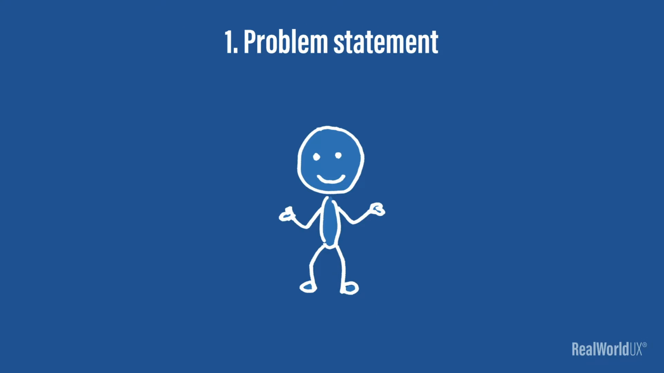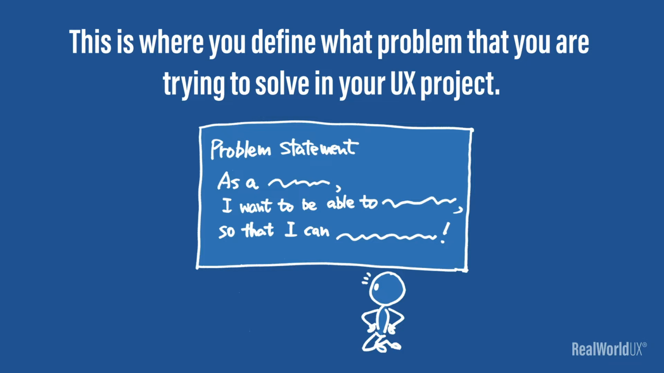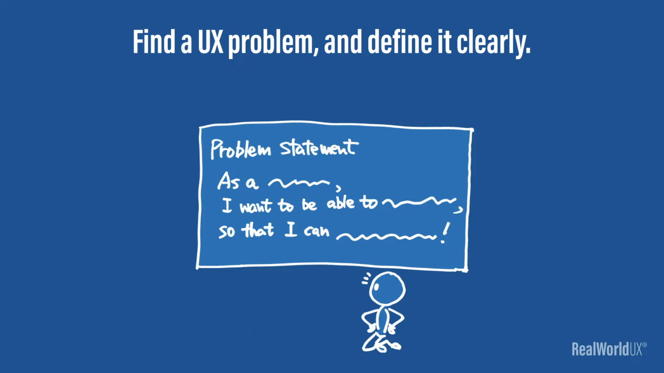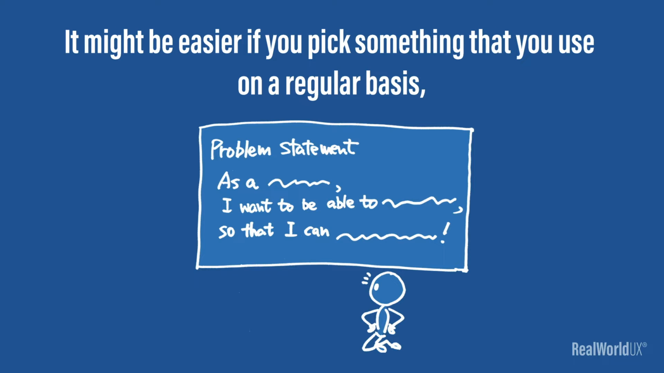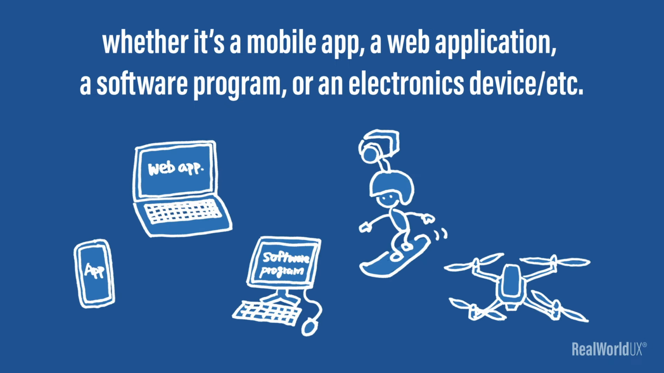Step 1. Problem statement. This is where you define what problem you are trying to solve in your UX project. Find a UX problem and define it clearly. It might be easier if you pick something that you use on a regular basis, whether it's a mobile app, a web application, a software program, or an electronics device, etc.